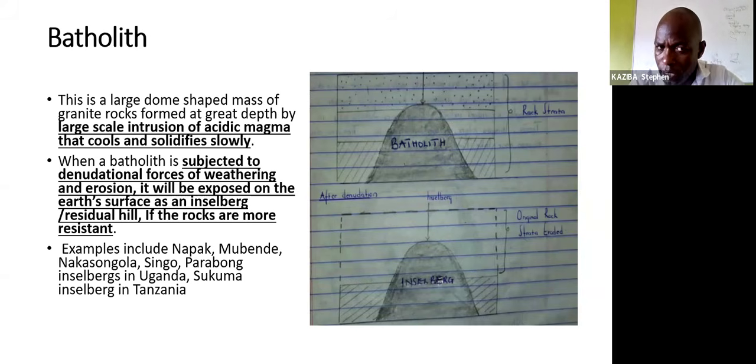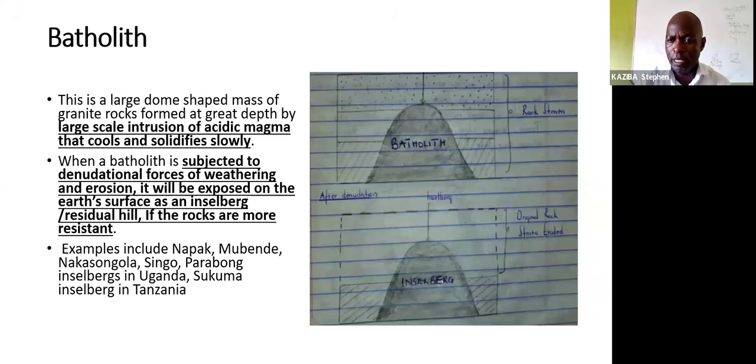Now you go to the second statement. If you look at this, you're going to find that every landform, don't just run away. One landform can even earn you between 3 to 4 marks. So don't just run away for the sake of running away. The first tick can go to the identification. Then you look at the description. Then formation: formed by large-scale intrusion of acidic magma that cools and solidifies slowly.